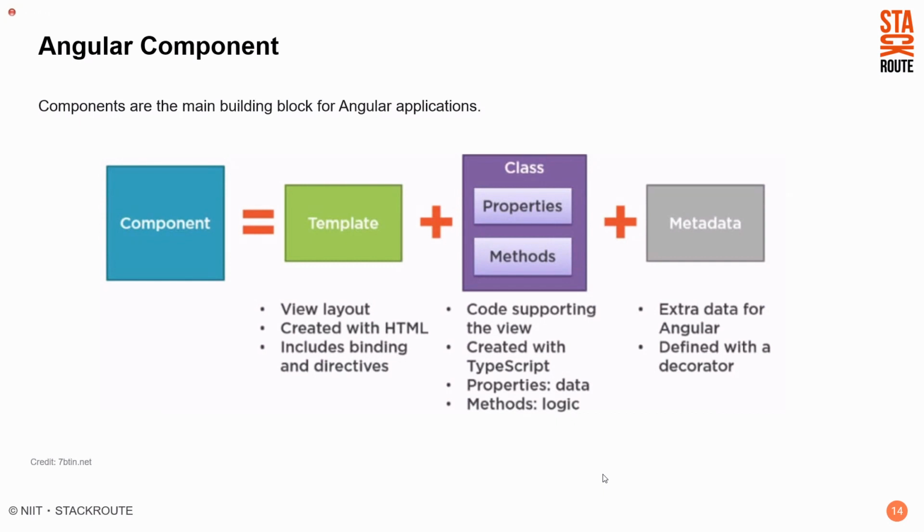So we have two things. One is property, which will be holding the data. The other one is method, which will be holding the logic. Apart from that, extra data for Angular, especially decorators and directives, can be additionally added as metadata of your component.